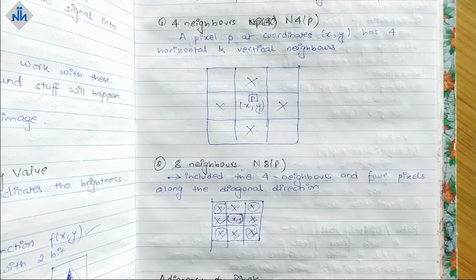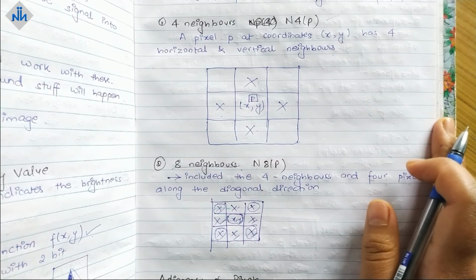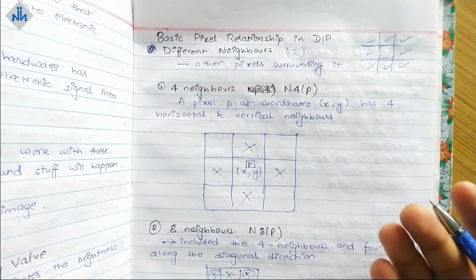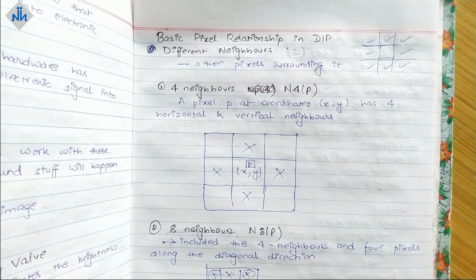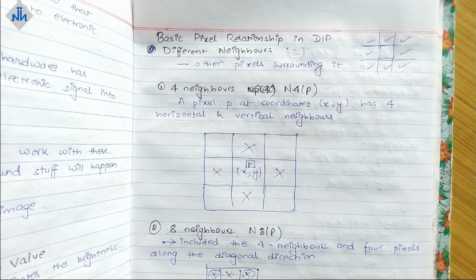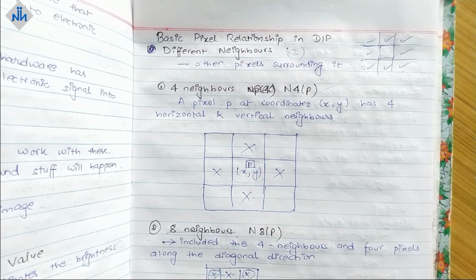So this was the concept of neighbors in digital image processing, and all the next topics that we will discuss, which are very important in DIP, will be based on this. So you should know what neighbors are.